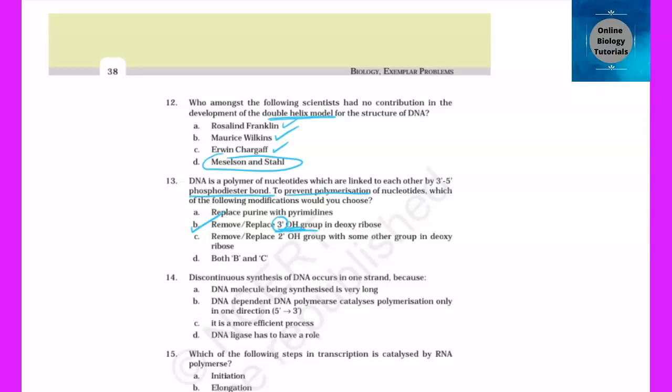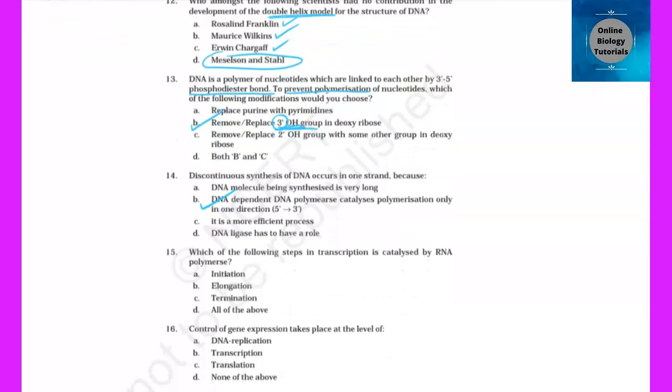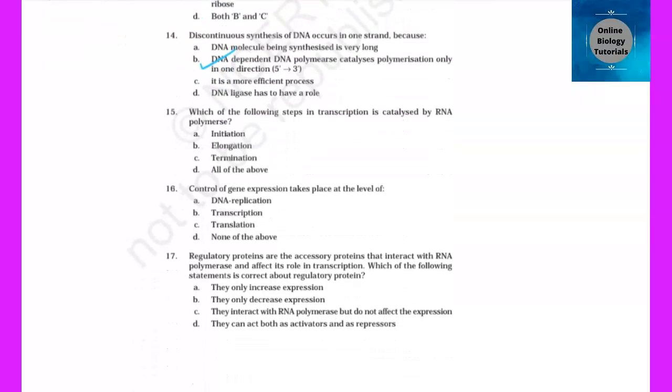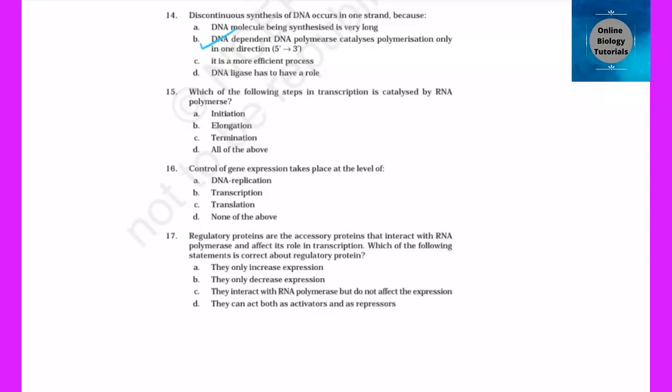Next question says that discontinuous synthesis of DNA in one strand occurs because, this is the right option, option B: DNA dependent DNA polymerase catalyzes polymerization only in one direction, and this is the reason because the other strand is 3' to 5'. So fragments are formed, and those fragments are known as Okazaki fragments, which are a part of the lagging strand.